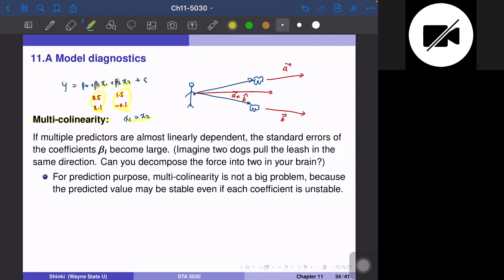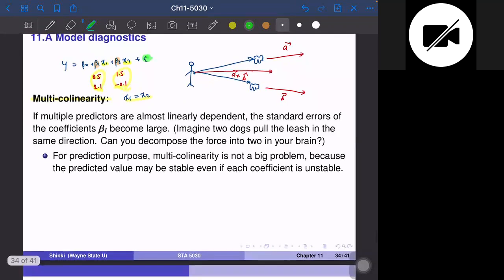Linear regression just minimizes the sum of squared residuals. So it's not really important what beta 1 and beta 2 are, so it just ignores it. So that is one possible view of the issue. But sometimes we really want to know how much effect x1 has on y or x2 has on y. In such a case, multicollinearity is a problem.